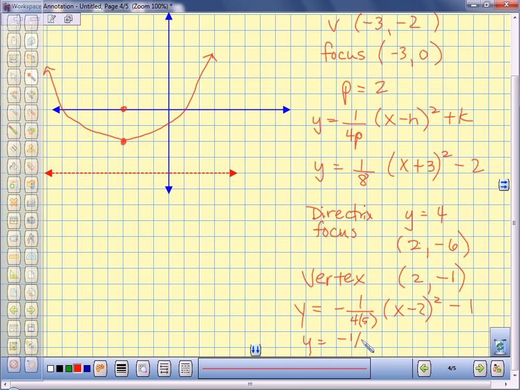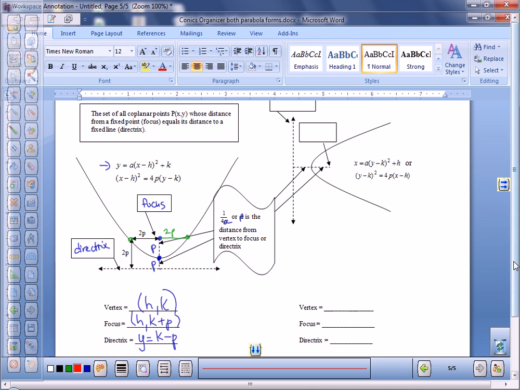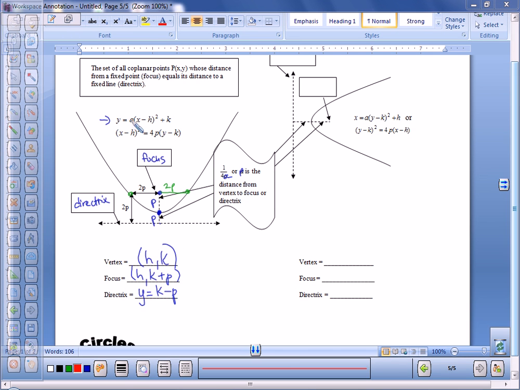And the last form I want to talk about is that other form we see on here. Do you see if I take this equation right here, and substitute the 1/4p in here, and move the k over, and then I multiply it by the 4p, I get 4p times y minus k equals x minus h squared. So here is another form that we can write our equation in. So you can see this sometimes.